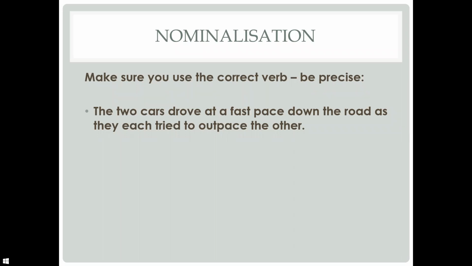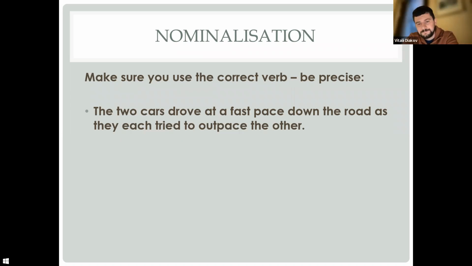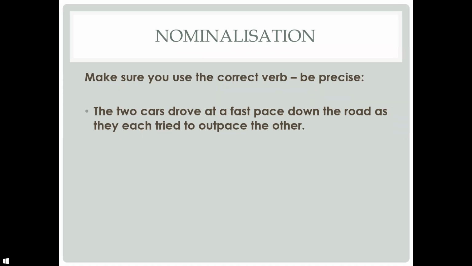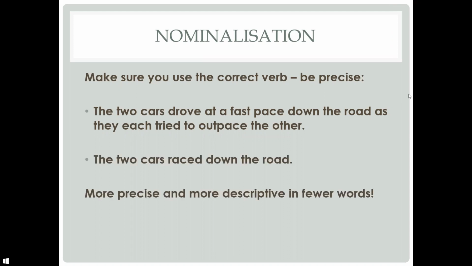If two cars, each one is trying to go faster than the other, what would you call that? Well, they're racing, aren't they? Yeah, racing. That's right. So let's use that verb instead, because it describes more clearly what was happening. The two cars raced down the road.